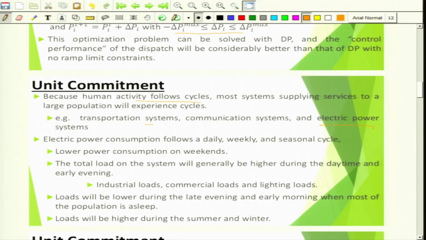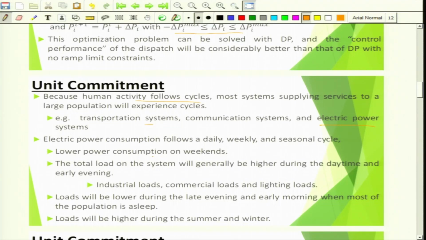If there is a cricket match, everybody wants to watch it, so there will be a total increase in the demand. If there are festival seasons, there will be so much celebration and New Year parties, right. So these are some of the occasions where it is already decided that there will be a substantial increase in the load demand. You can see even in daily and weekly schedules, lower power consumption is seen during the weekends, and the total load on the system will generally be higher during the daytime and early evening, because people are staying at home and switching on the loads. So these changes can be seen.